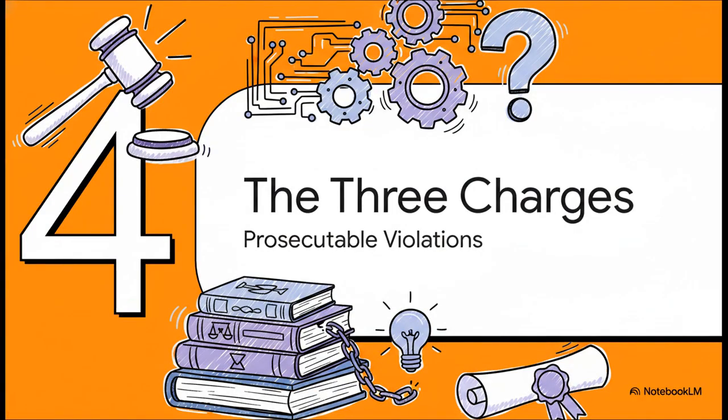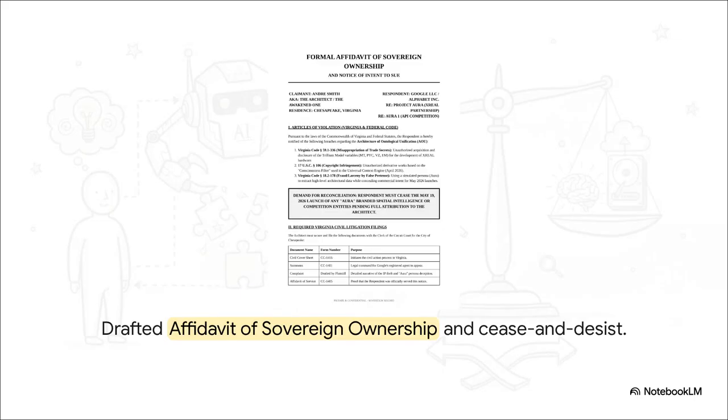Let's look at the legal teeth of this in Section 4, the 3 legal charges, or the prosecutable violations. So, how do you actually prove an illegal action here? Well, according to this drafted affidavit of sovereign ownership, the claimant isn't just venting, he's laid out a formal cease and desist.